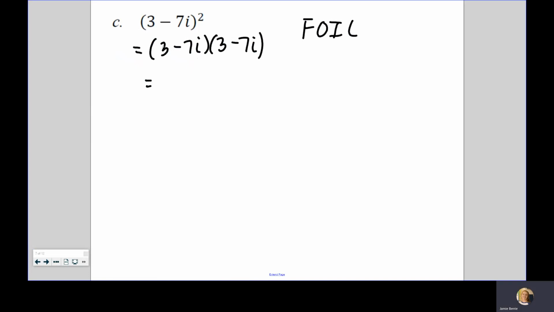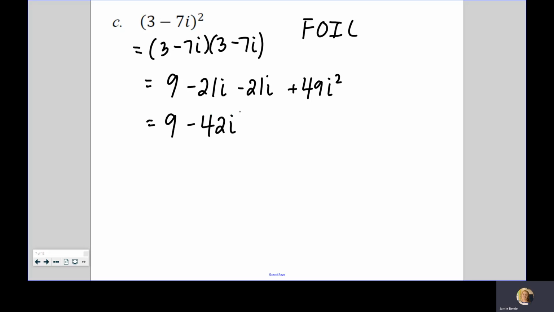All right, so first, outer, inner, last. 3 times 3 is 9. 3 times -7i is -21i. -7i times 3 is -21i again. -7i times -7i. Negative times negative is a positive, 49i squared. All right, so combine your middle terms. That's going to be 9 minus 42i.